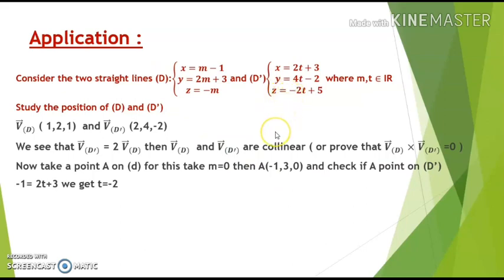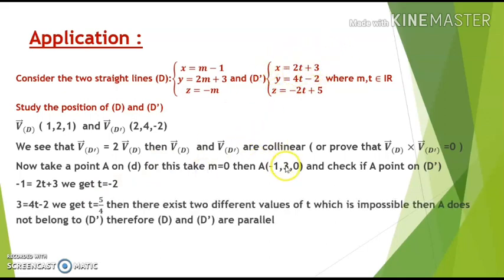So by replacing x by minus 1, we get t equals minus 2 from the first equation, and by replacing y by 3, we get t equals 5 over 4. Then there exist two different values of t, which is impossible. Then A does not belong to D prime, so the two straight lines are parallel, not confounded.